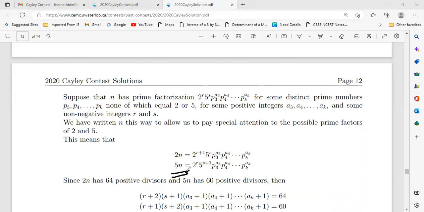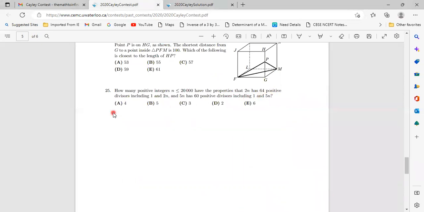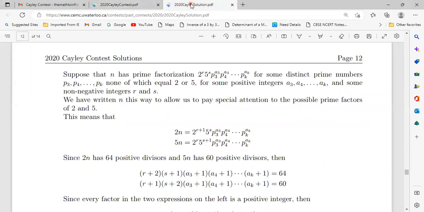For 5n, you are including the factor, so it is going to be 5 power s plus 1, and you are just writing the remaining thing as it is. In the question, they already said it has 64 positive divisors. So you are equating the 2n to 64 and the 5n to 60.